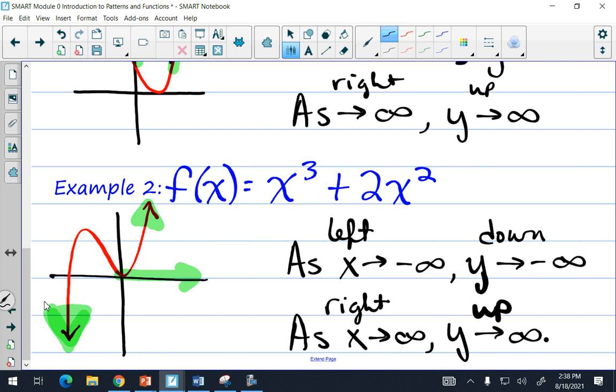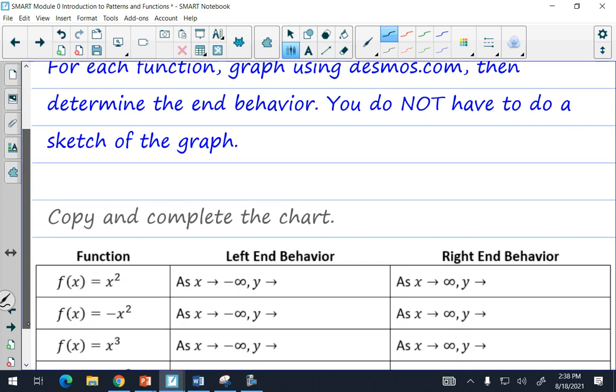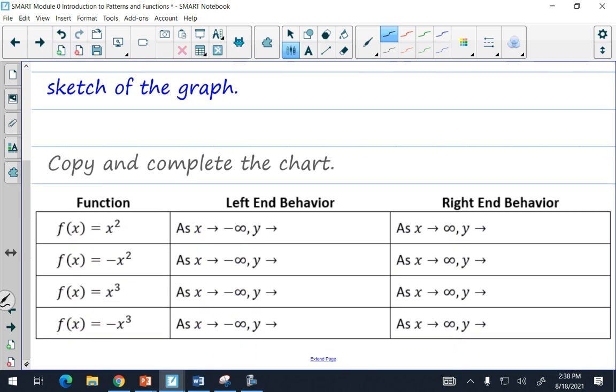And that is end behavior. That is how we look at end behavior. Again, for today, we are using Desmos to graph it, and then we are just listing our end behavior. What I would like for you to do now, and this is the try these, you're going to take these functions that are in this table, graph them using Desmos, then determine the end behavior. You do not have to draw a sketch of the graph. You can if you want to, but you do not have to. So you're going to copy and complete.